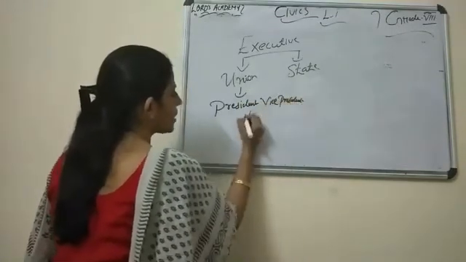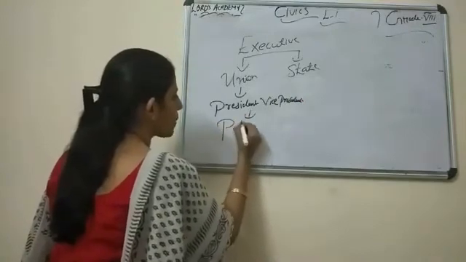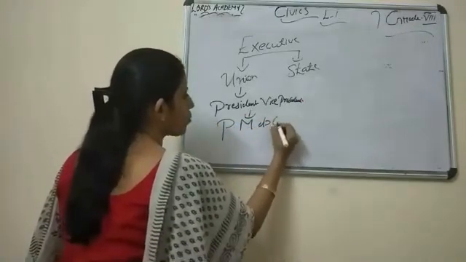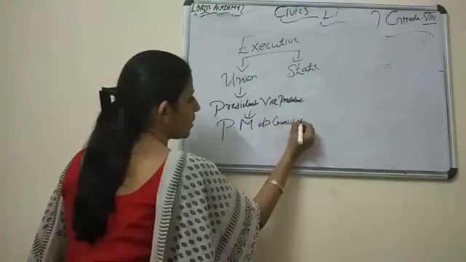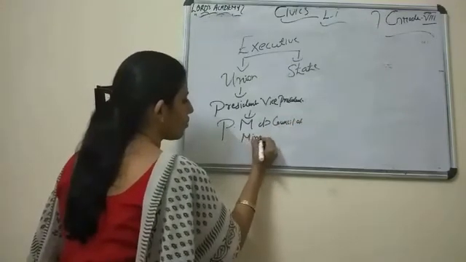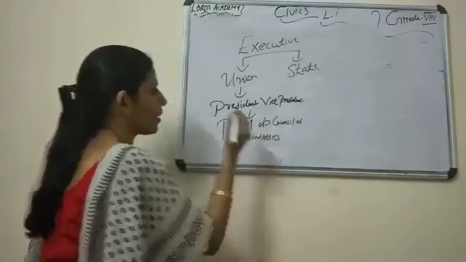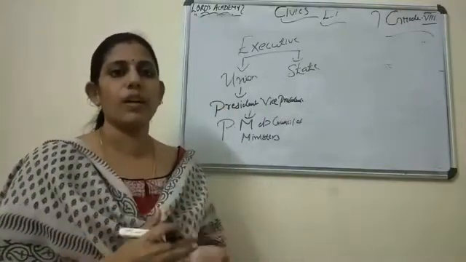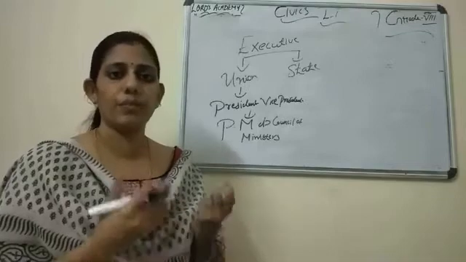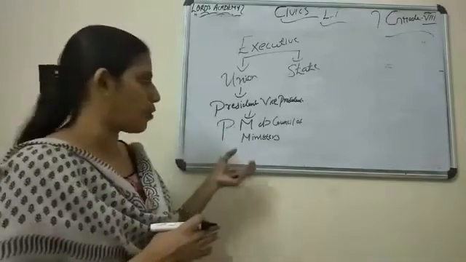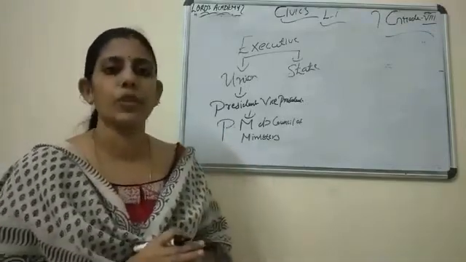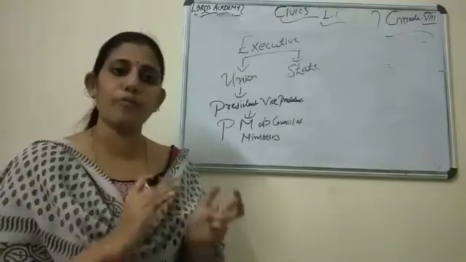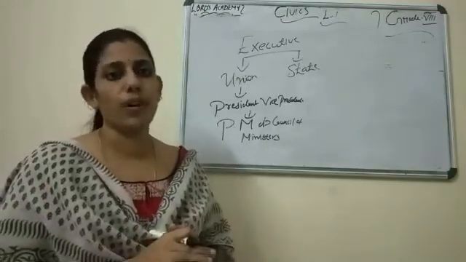But the real administration is carried out by the prime minister and council of ministers. Then there are powers and functions you have to study. What are the powers of the president? Executive powers, legislative powers, judicial powers of the president, emergency powers. Vice president also. The vice president is the ex officio chairman of the Rajya Sabha. The term of president and vice president is 5 years.